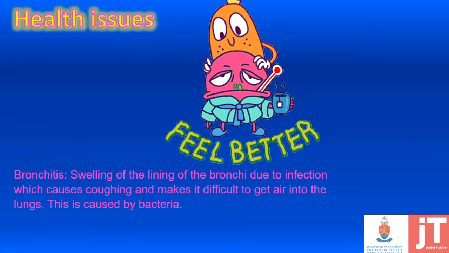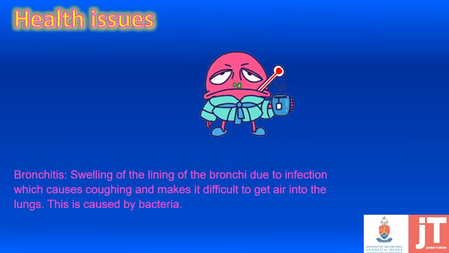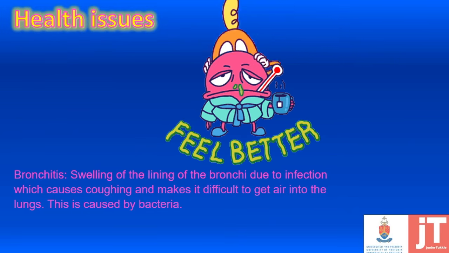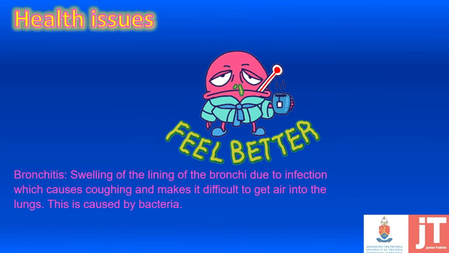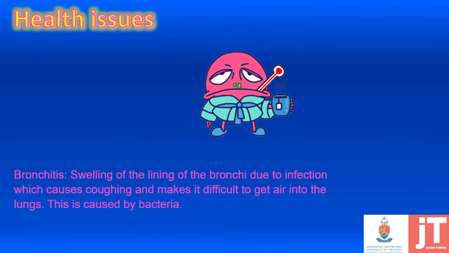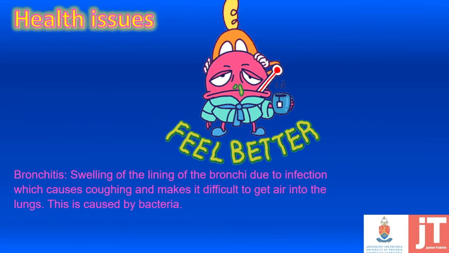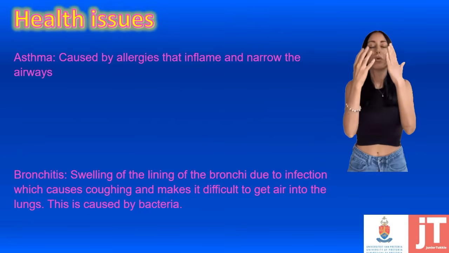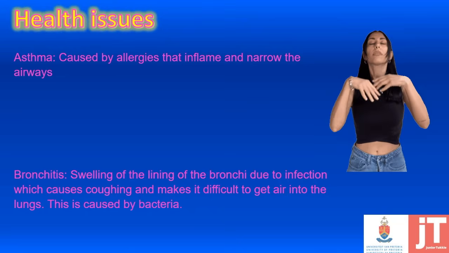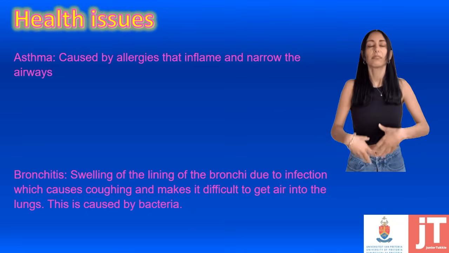So let's have a look at some health issues. The first one we'll be looking at is bronchitis. This is the swelling of the lining of the bronchi due to infection, which is caused by coughing, and it also makes it difficult to get air into the lungs. And this disease is caused by bacteria. It's easily treatable, as you can just get prescribed antibiotics, but it's very, very important for you to finish your course of antibiotics. Then we have asthma, which is caused by allergies.